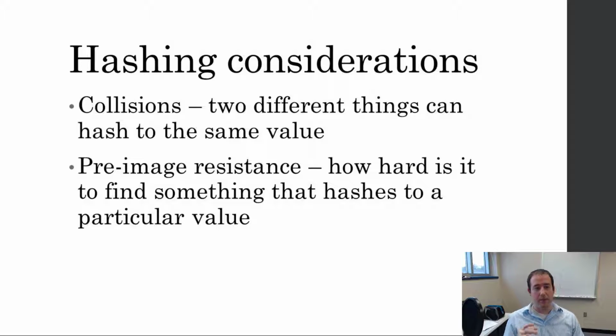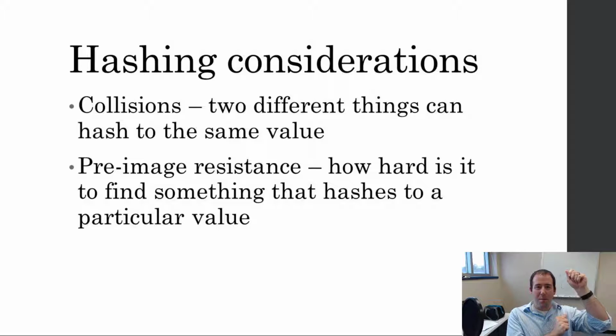So that's a problem. And that's bad because it violates the digital signatures, because two documents that have the same digital signature, it's bad. You don't want that. So collisions are bad. Pre-image resistance is how hard it is to find something that hashes to a particular value. So with collisions, you're trying to create two documents that hash to the same value.